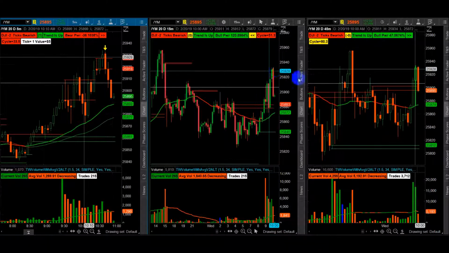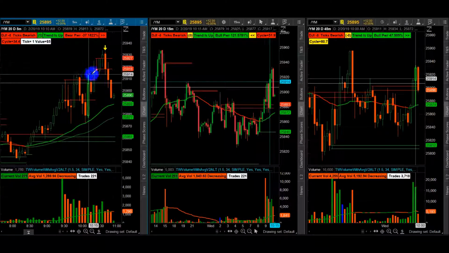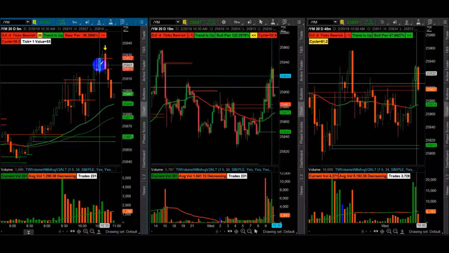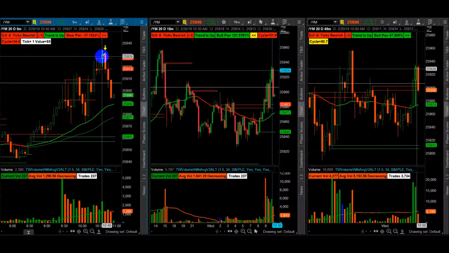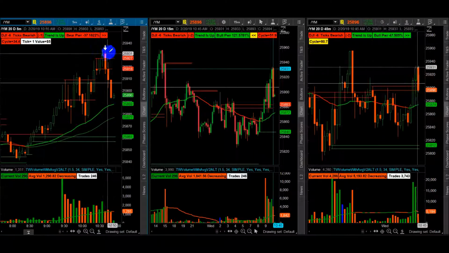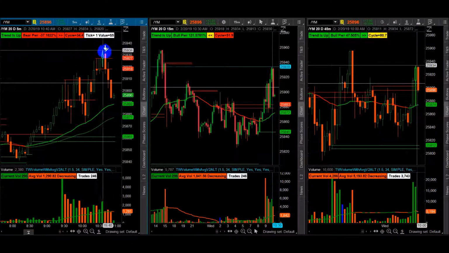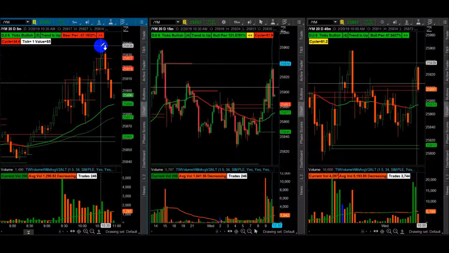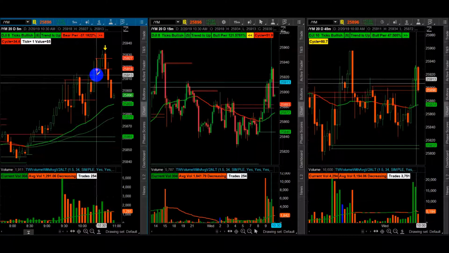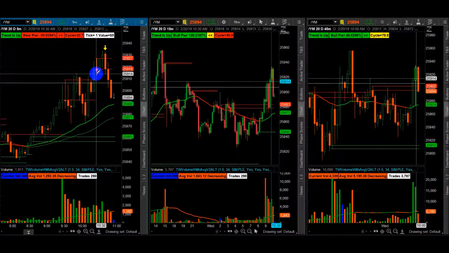So in either case, this little zone right here developed, and I was concerned about that. And it went up and it opened up here. And then I got this signal here. This is what we call a flash alert, and it told me to get out. Well, I just dragged my stop up to the bottom of this candle right here, and it stopped me out. I don't know what it was, a $30, $40 loss, something like that.